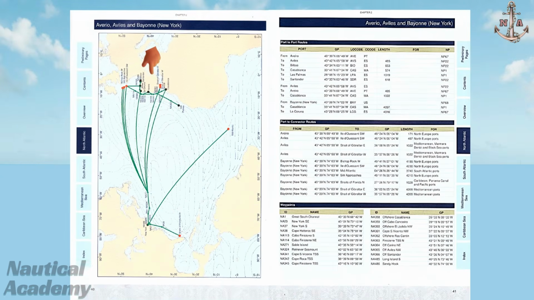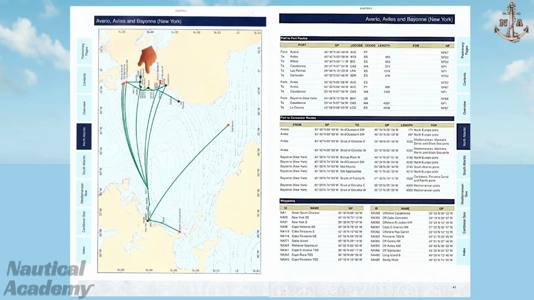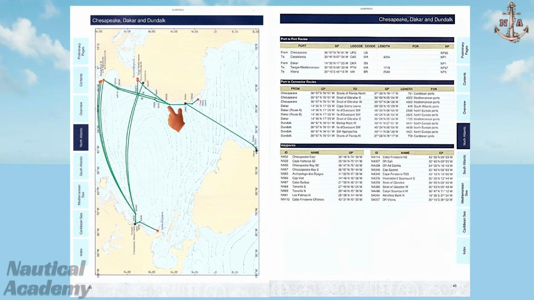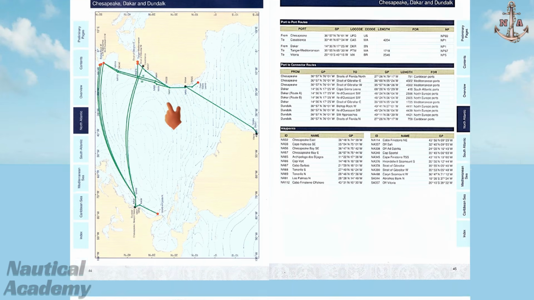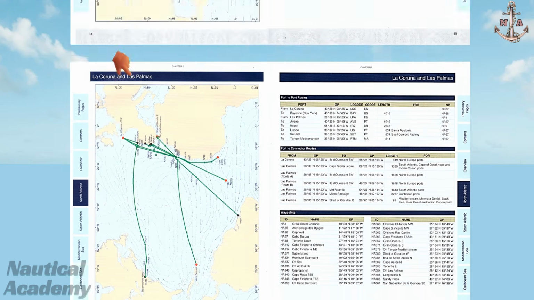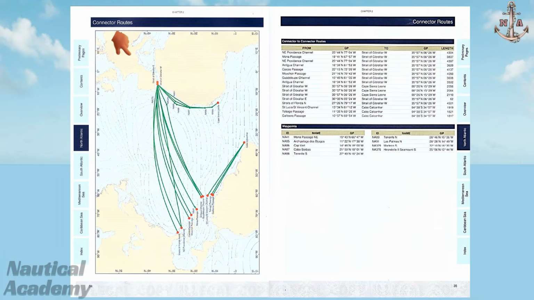Turning to the succeeding pages of Chapter 2, we can see that it shows all the recommended routes across the North Atlantic. I will not discuss these in detail, since we only need the recommended route from Mona Passage to the Mediterranean Sea. So let's go back to pages 34 and 35 of this publication.